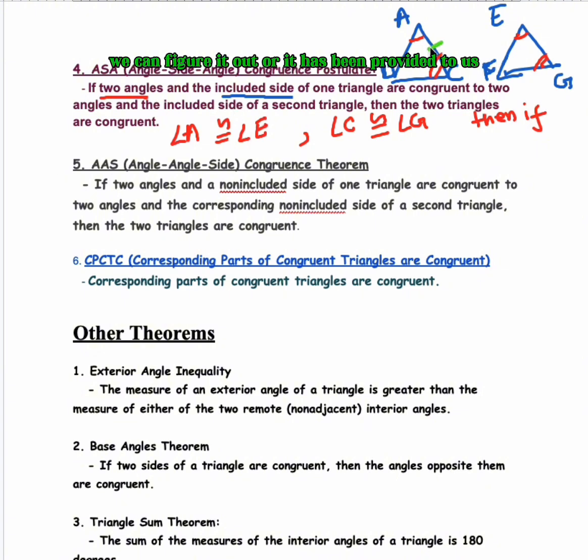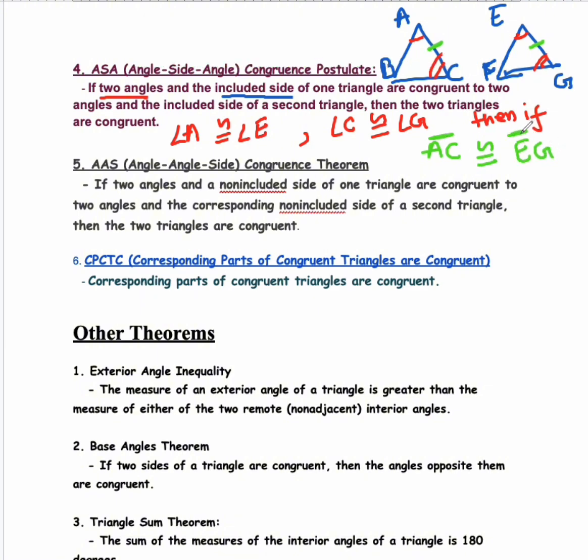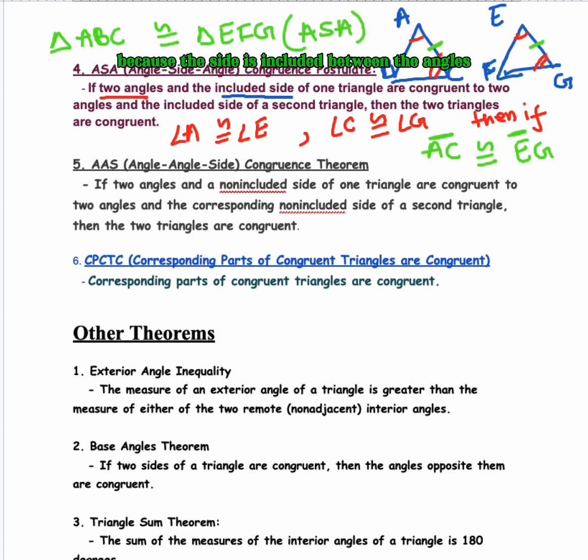has been provided to us, if the included side, which is AC, is congruent, don't forget to put the line segment mark, AC is congruent to EG, then we can say that these two triangles, ABC is congruent to triangle EFG by what? ASA. Why ASA? Because the side is included between the angles.